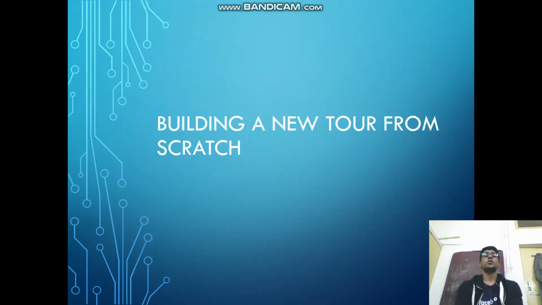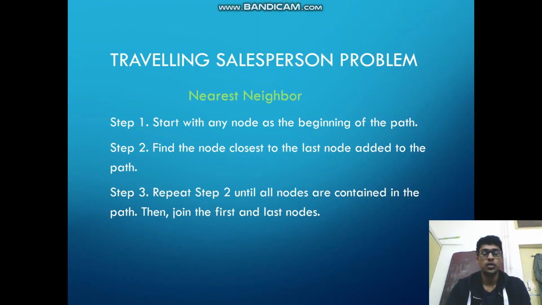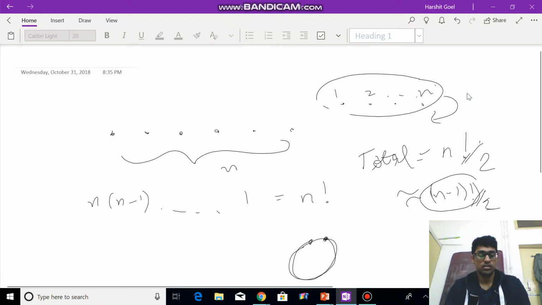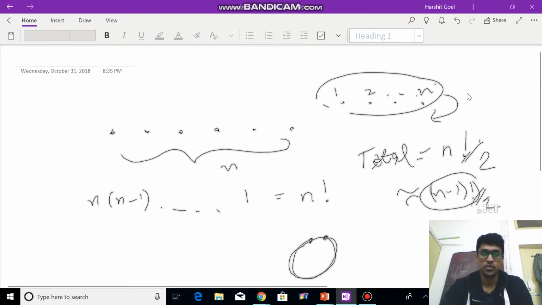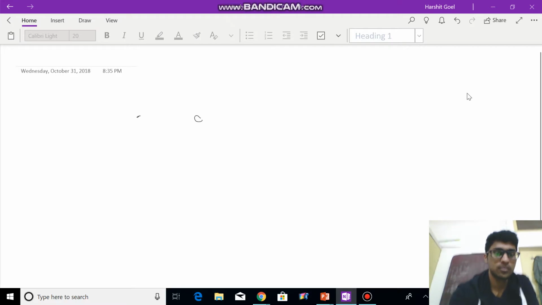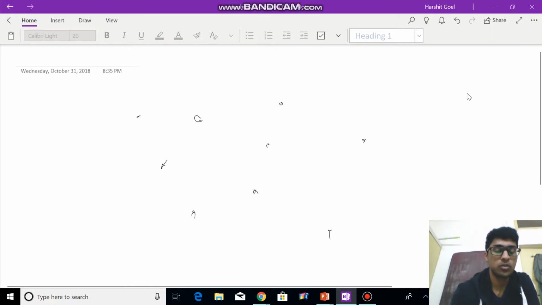So now we'll try to build a new tool from scratch. Let's see. The first heuristic, or the first idea that comes to mind after seeing this problem, let me show you. Let's say this is our graph. The first idea that comes to mind is that, okay, we start from a node and we go to the nearest neighbor of this node, and we see that is this, and we keep going to the nearest neighbor until we visit all the nodes.